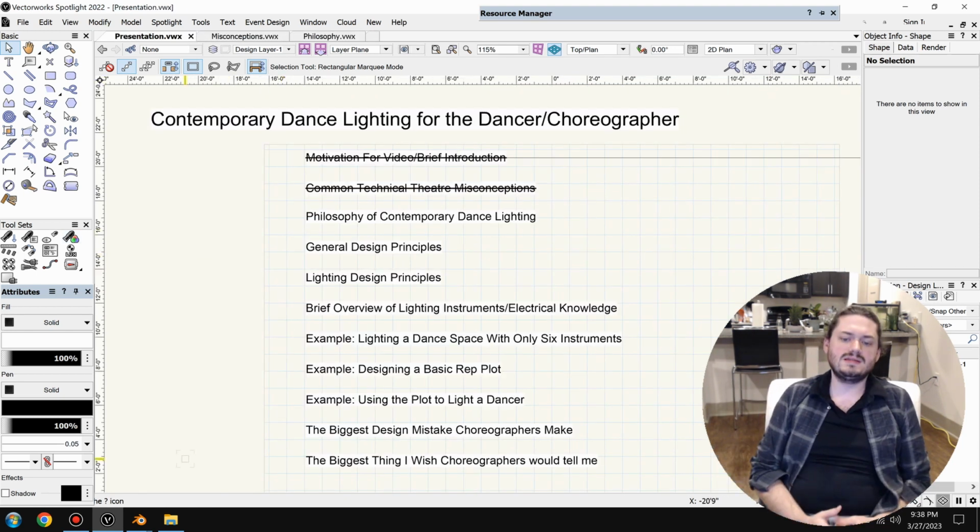The next order of business is the philosophy of contemporary dance lighting. I like to start out talking about the philosophy of contemporary dance lighting by contrasting it with other forms of lighting design.